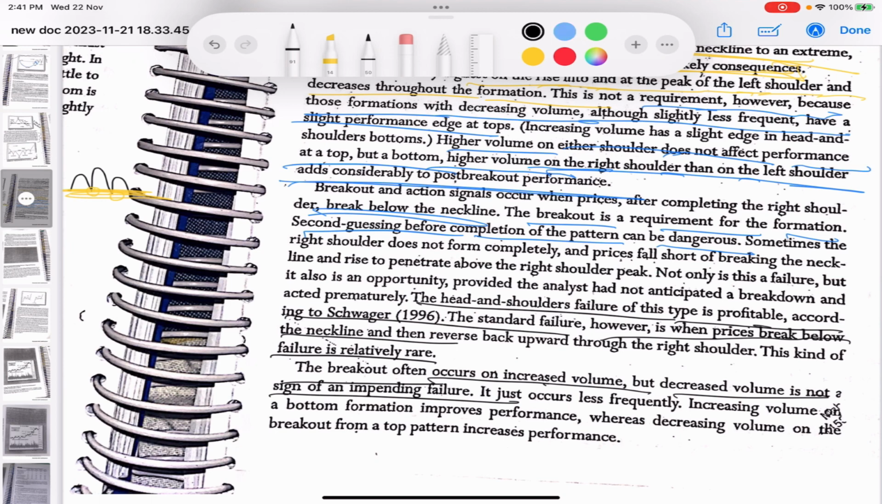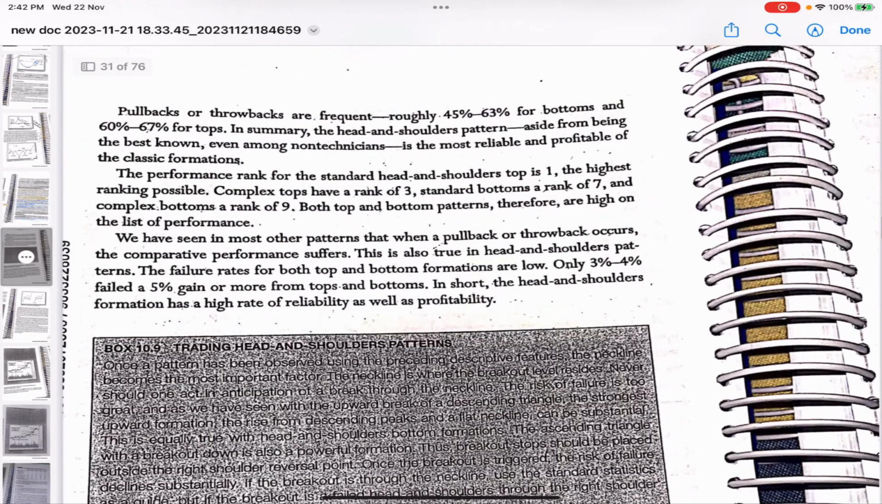Okay, one thing to keep in mind: increasing volume on a bottom formation improves performance. Decreasing volume on the breakout from a top pattern increases performance.